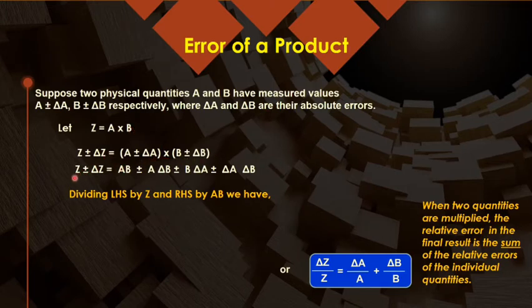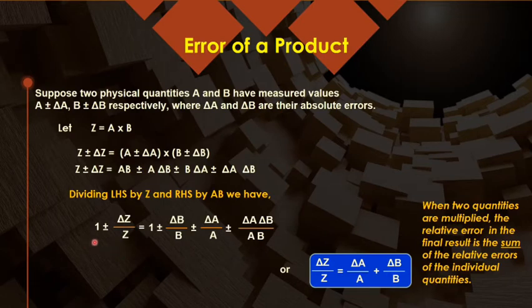On the left hand side you will write Z plus minus delta Z, and when you multiply here you get AB, plus minus delta A into B, and then plus minus B into delta A, and plus minus delta A delta B. Now if you divide both sides by Z, meaning AB, you can write 1 plus minus delta Z upon Z, which is equal to 1 plus minus this: if you divide by AB, then A gets cancelled and B comes in the denominator, so you get delta B upon B.